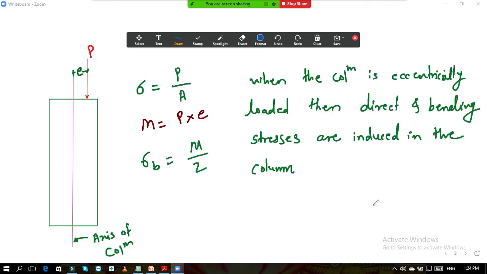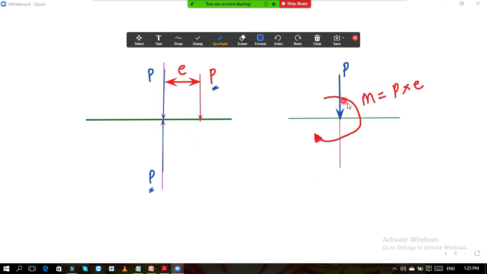Now, if the load P is acting in this way, at a distance of eccentricity E, then along with the direct stress, bending stresses are produced. And why are those produced? If you simplify the force further like this, then you come to know that a moment is also getting generated there and a force is also there. So this is why, if the eccentric load is there, then direct stress and bending stress both are getting generated. I hope this point is clear to you.